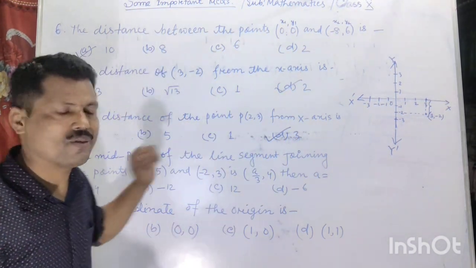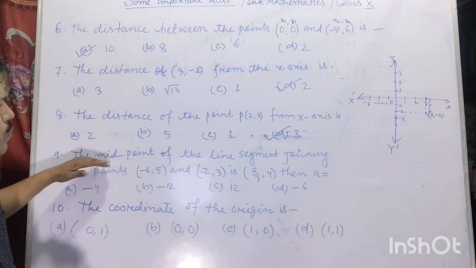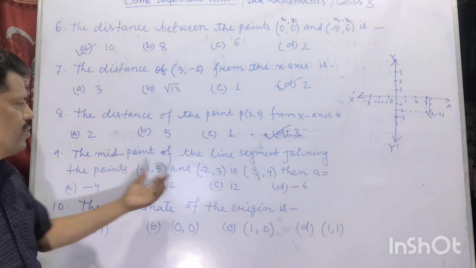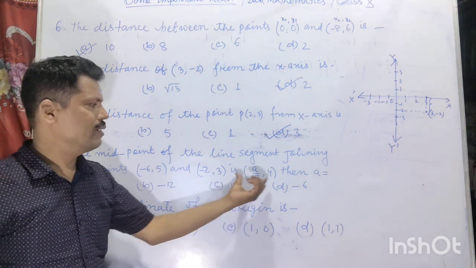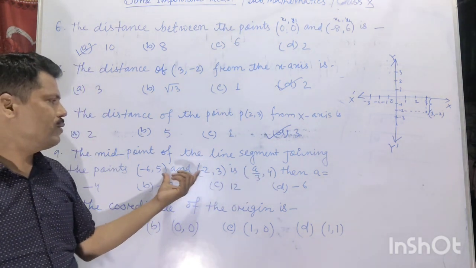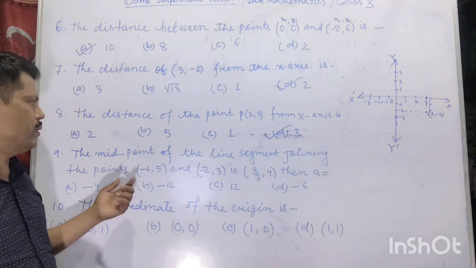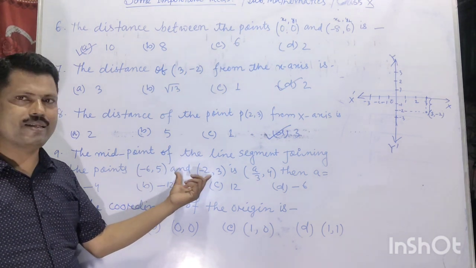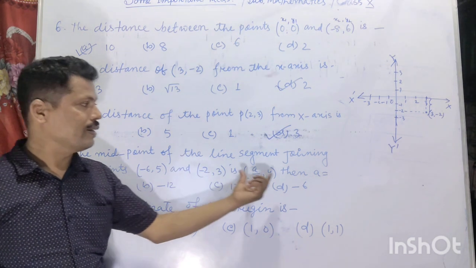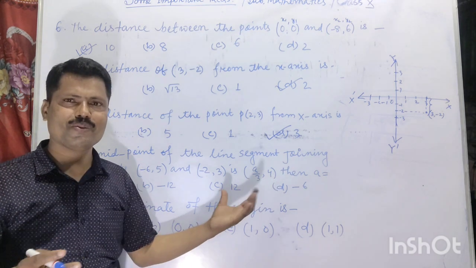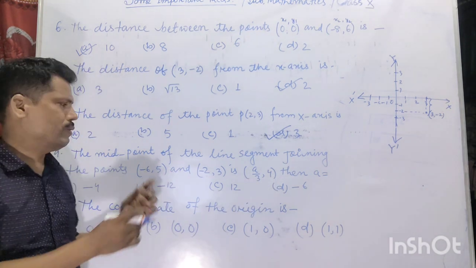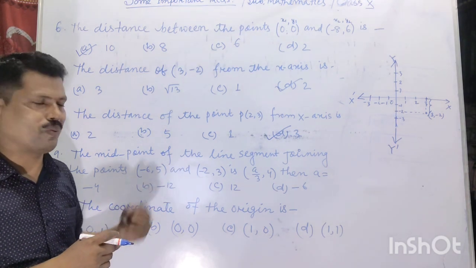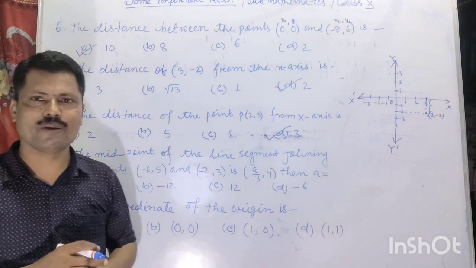Let us see the next question. The next question is: the midpoint of the line segment joining the points this and this is given. So we have to find the midpoint between the joining points. There are 2 points, the first point this and the second point this, and the midpoint options are also given. First we have to find the midpoint of these 2 points, so the midpoint formula is there.